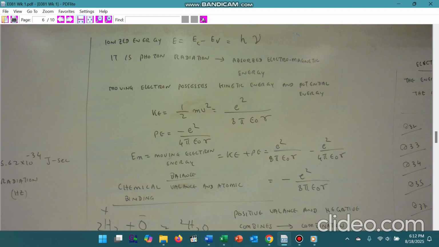And therefore the moving electron possesses Ke plus Pe. So this is En, the moving electron energy, equal to Ke plus Pe. In this case, Ke can be written as e squared divided by 8 pi epsilon-0 r minus Pe, which is e squared divided by 4 pi epsilon-0 r. So this is the equation, and by writing this, it becomes minus e squared divided by 8 pi epsilon-0 r.